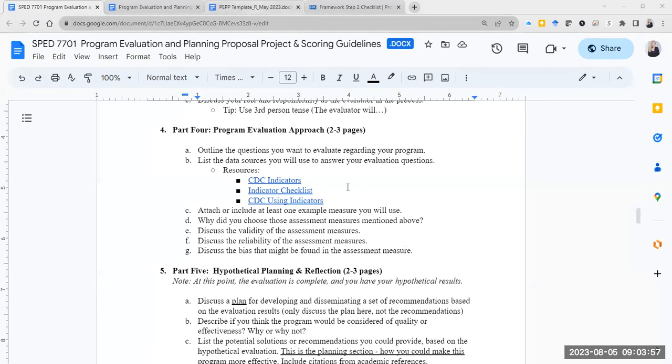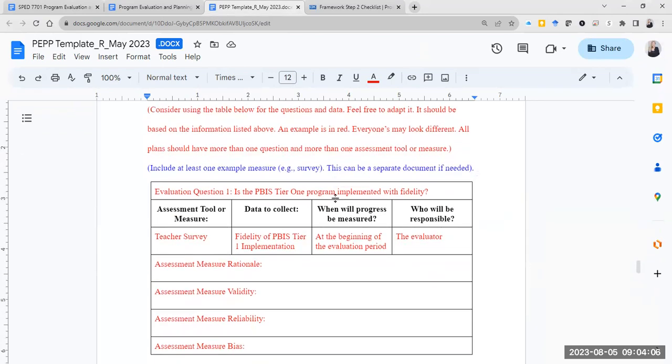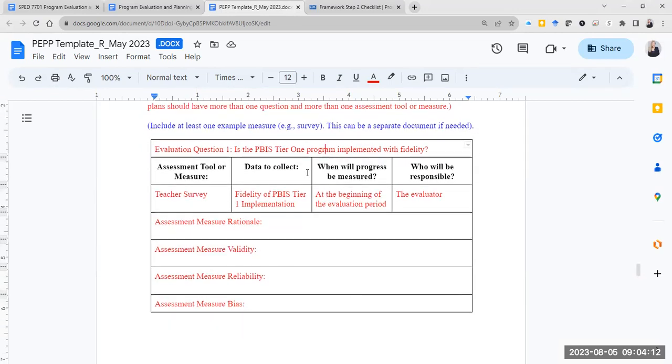Let's go straight to the template. In this part, you really don't have a lot of paragraphs and you don't have too much narrative. What you're going to do is create a table for each question and/or assessment measure. So I just gave an example here. Is the PBIS Tier 1 program at ABC school implemented with fidelity?